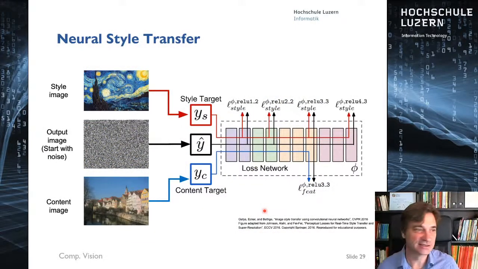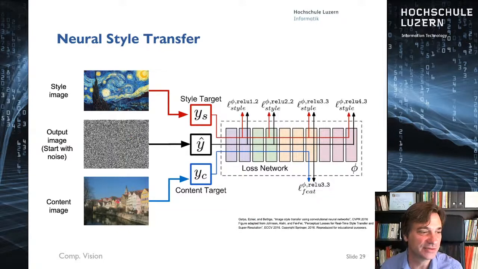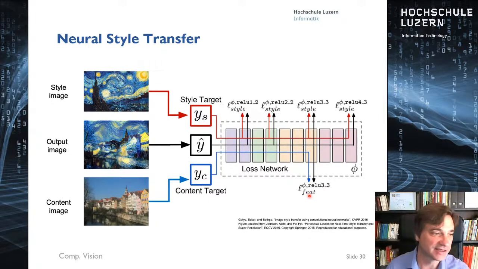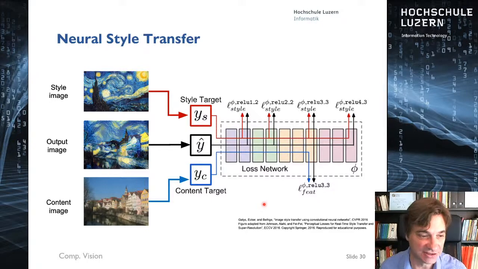Okay, so maybe just another view to look at that: you start with noise, you have your style image, you have your content image, and you calculate your style loss function, you calculate your feature loss function, you have the total loss, and then from that you update the gradient, generate an image that minimizes both of those loss functions that you have.